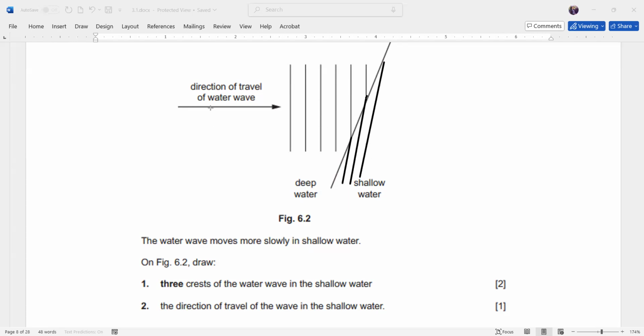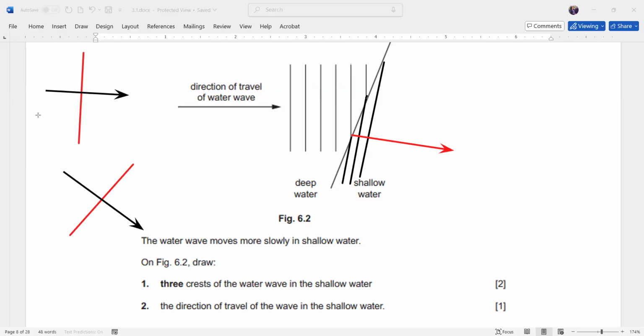Now, what is the direction of the wave? The direction of the wave is perpendicular to the wavefront. So if these are the wavefronts, what will the direction of the wave be? It will be like this. So that is what you had. The direction of travel of the wave in shallow is perpendicular to the wavefront. If the wavefront was like this, and I want to show the direction of the wave, it's in this way. If the wavefront has changed direction, like it slowed down, what will the direction of the wave be? The direction in which the wave travels will be like this.